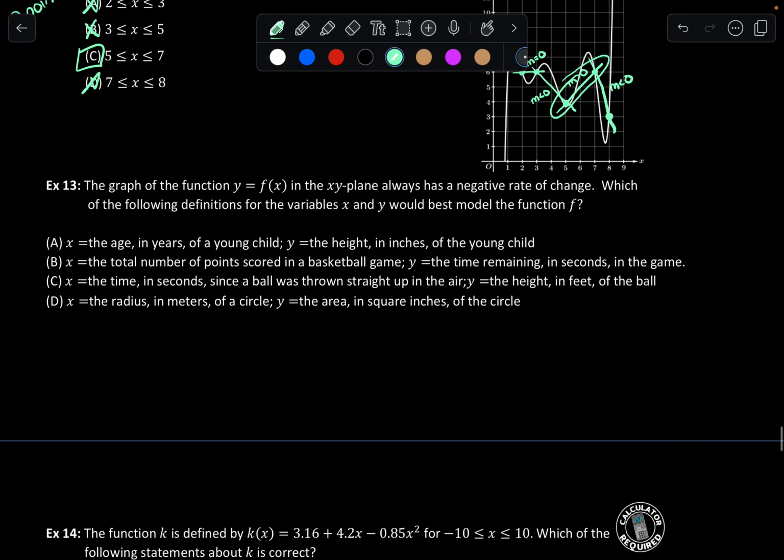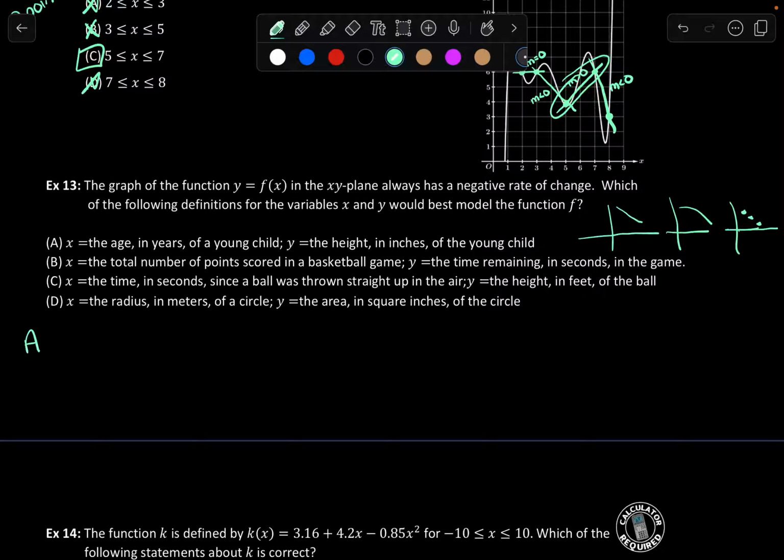Number 13. The graph of the function f equals y of x is in the xy plane and always has a negative rate of change. All right, so negative rate of change could mean a few things. It could be linear, it could be concavity. It doesn't specify that it's a continuous function, so it could be a plot, but still has a negative rate of change. And then which of the following definitions for the variables x and y would best model the function?